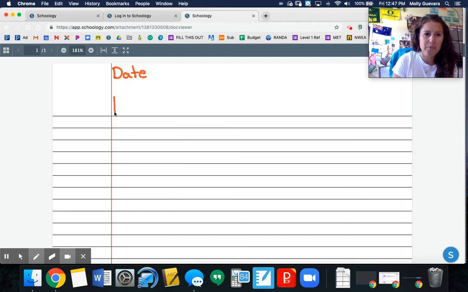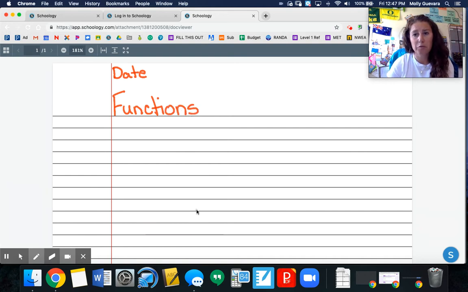your notes. And the title of today's notes is functions. Okay, and this is going to be a very general overview of what is a function. Okay, there's so many things that we could be talking about. And we will talk about a lot of them, but just for today, it's just going to be a general overview. So we're going to start with defining what is a function.